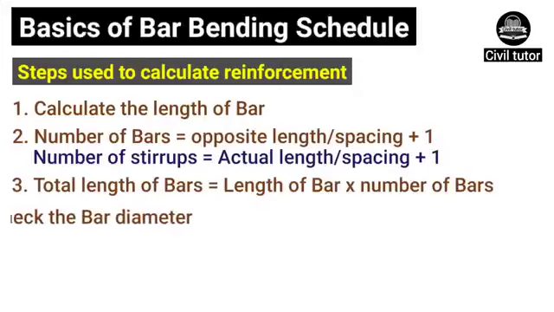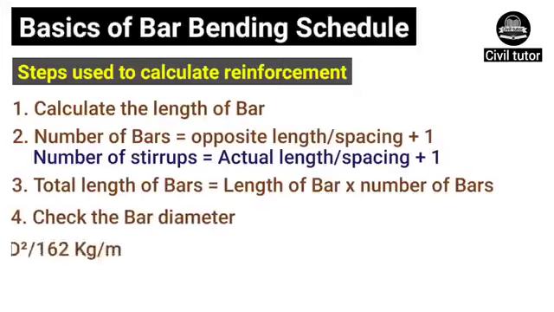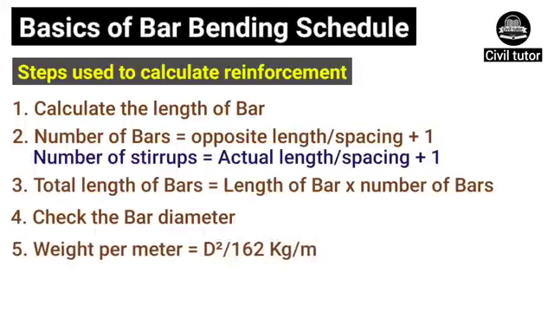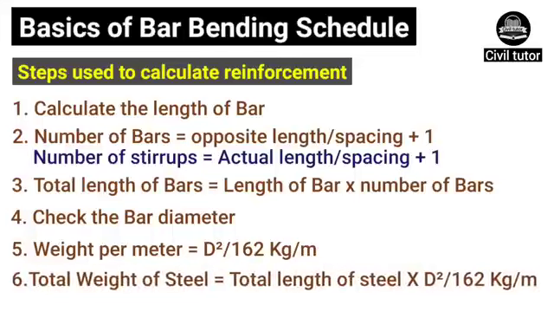The fourth step is to check the diameter of bar used, and in the fifth step the weight per meter of bar is calculated by using the formula d square upon 162 kg per meter. The last step is to calculate the total weight of bars, which would be equal to the total length of steel calculated into weight per meter. So these are the basic steps to be followed for the calculation of reinforcement for any structural member.